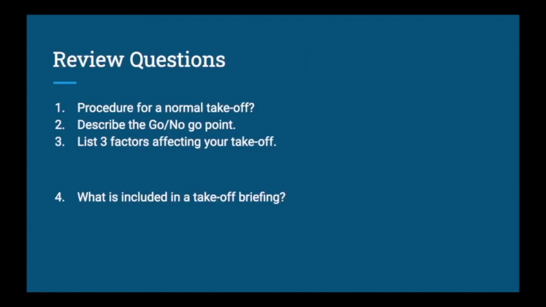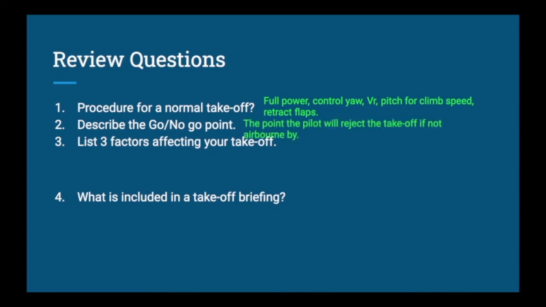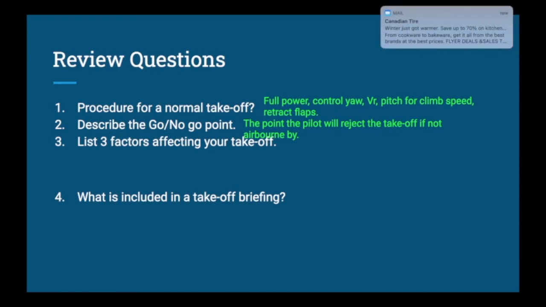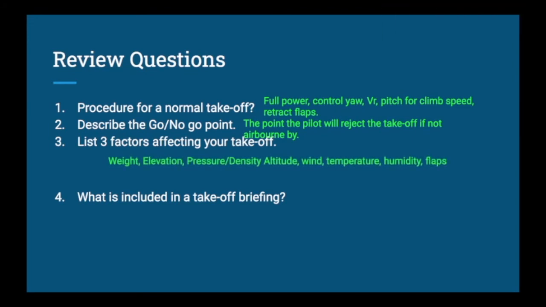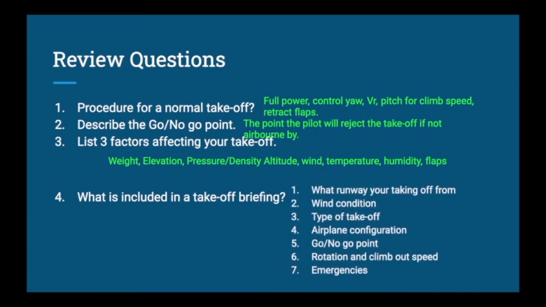Okay, some review questions here. So the procedure for a normal takeoff, you're going to line up, you're going to go full power, maintain directional control, accelerate, rotate at VR, climb out at VY. Your go, no-go point is going to be your point where you would reject the takeoff if you are not airborne. Three factors affecting the takeoff? Well, we had weight, we had temperature, we had pressure altitude, density altitude, the wind, and flaps. What is included in the takeoff briefing? We got the wind, the runway, the type of takeoff, your flap configuration, go, no-go point, speeds, emergencies.